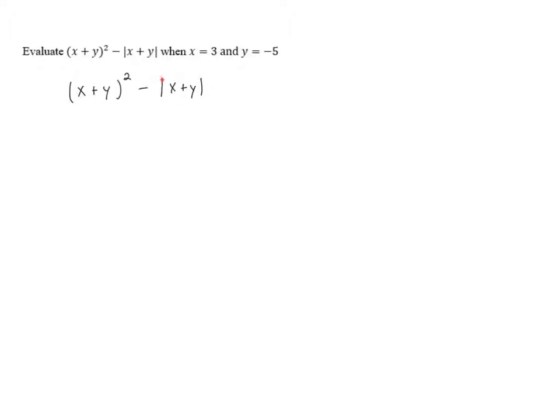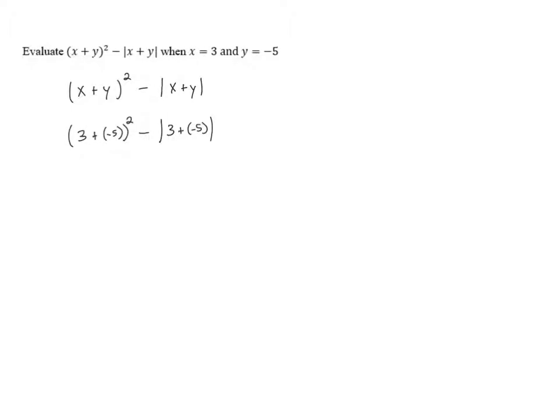So whenever we're taking the absolute value of something and there's an expression inside, we have to evaluate the inside before we take the absolute value. And we'll talk about the absolute value in just a little bit. So right now, let's just substitute in these numbers. We know that x is 3 and y is negative 5. So this is going to be 3 plus negative 5 squared minus the absolute value of 3 plus negative 5.